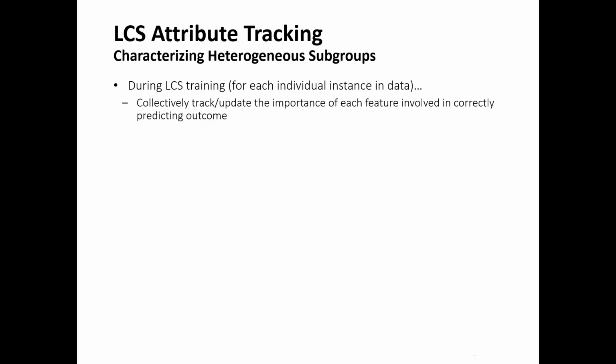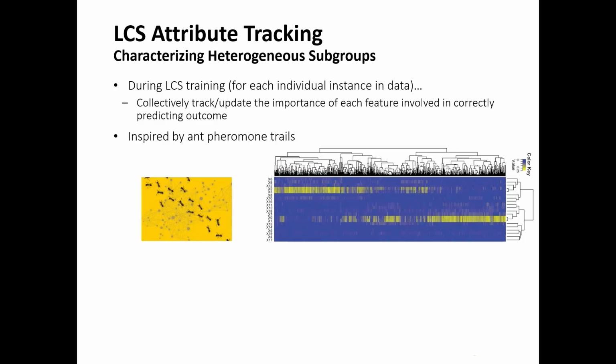Being particularly interested in the problem of characterizing heterogeneous subgroups in data, pretty early on we developed a novel methodology called attribute tracking, designed to be used within a learning classifier system framework. Basically, the way this works is that during the course of learning classifier training, for every individual instance in the data, we collectively track and update the importance of every feature involved in correctly predicting the outcome for that individual. This idea was inspired by ant pheromone trails.